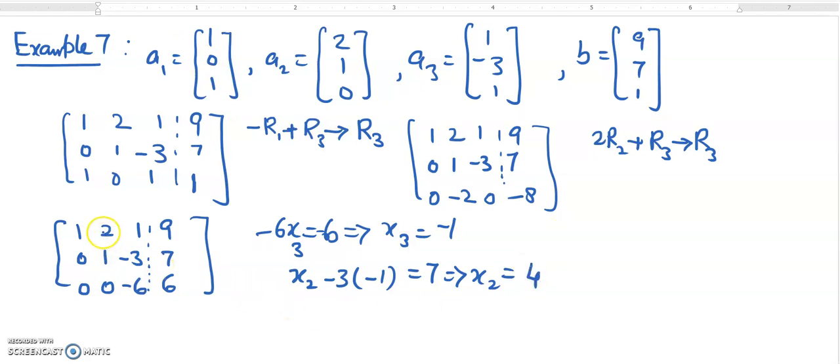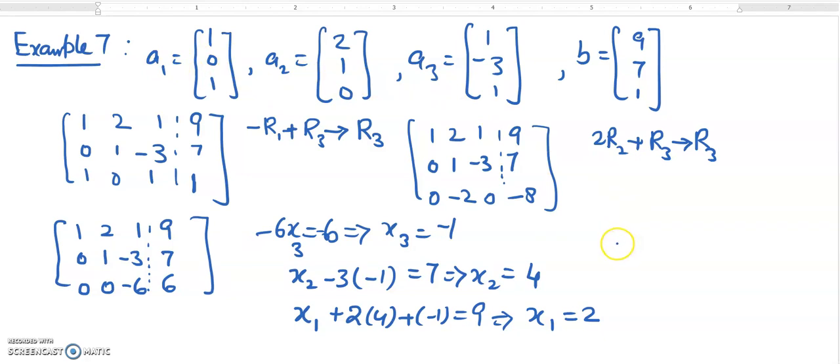And from the first equation, x1 plus 2x2, which was 4, and then plus x3, which was minus 1, is equal to 9. So from here, x1 will be equal to 9 plus 1, 10, 10 minus 8 is 2. So x1 will be 2. Therefore we can write a1 and a2 something like this.